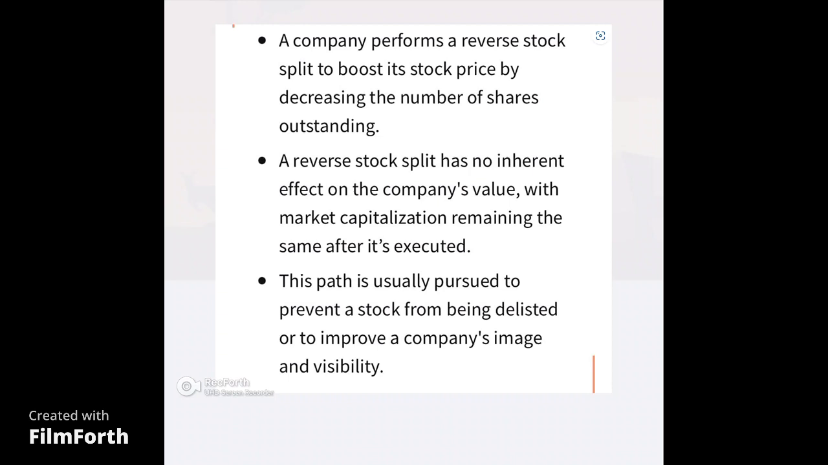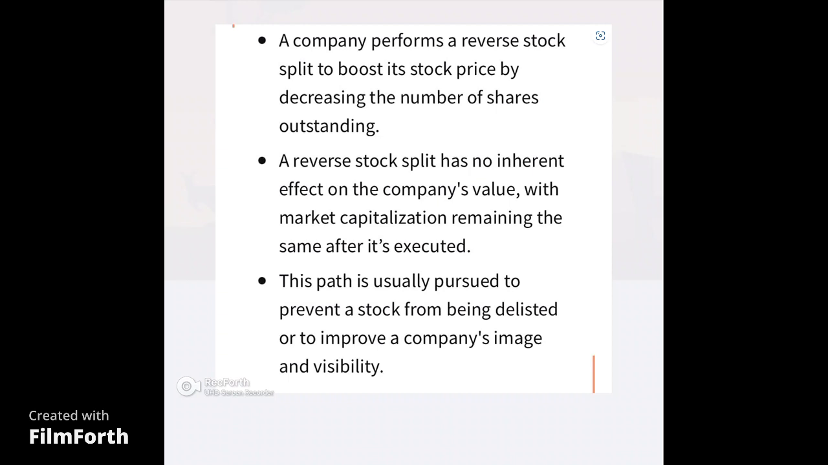But if they do a reverse split and make it 10-for-1, so now they make 10,000 shares available at $10 each, at the end of the day, their market cap is still $100,000. This path is usually pursued to prevent a stock from being delisted or to improve a company's image and visibility.